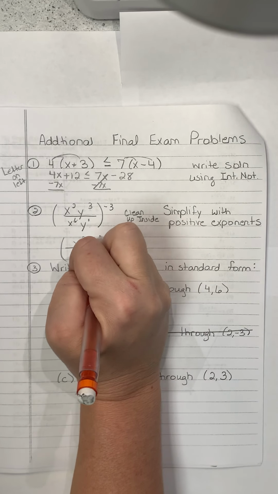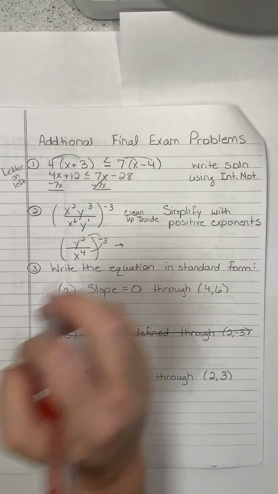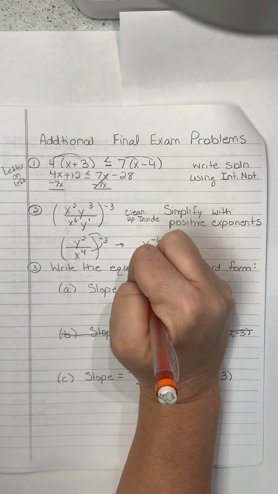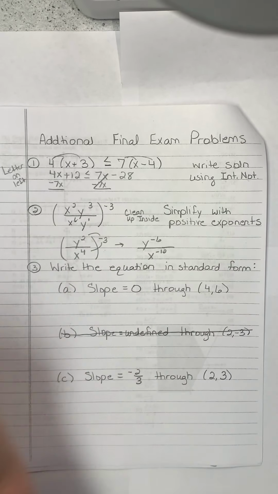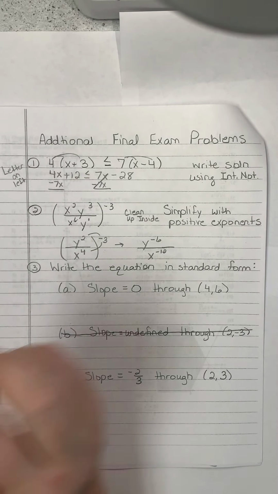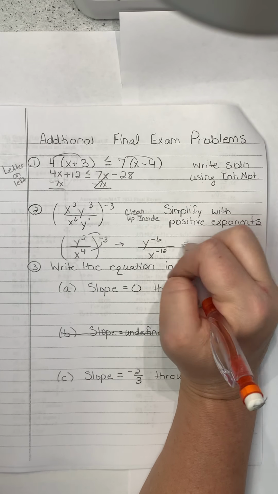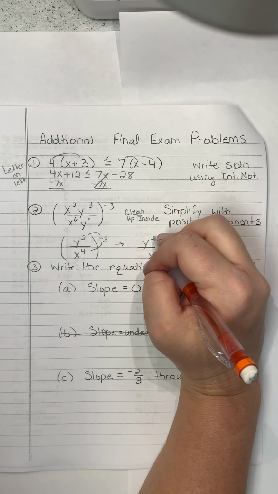Now I'm going to distribute this -3 to those exponents. So y to the -6 over x to the -12. I'm just multiplying there. Okay, I cannot leave it like this because they're both negative. So in order to make this -6 positive, I need to bring it below the fraction bar. In order to make this -12 positive, I need to bring it to the top. And that's my answer.